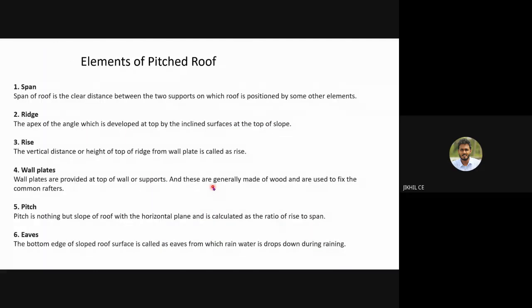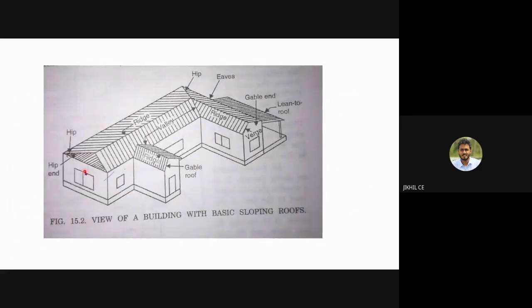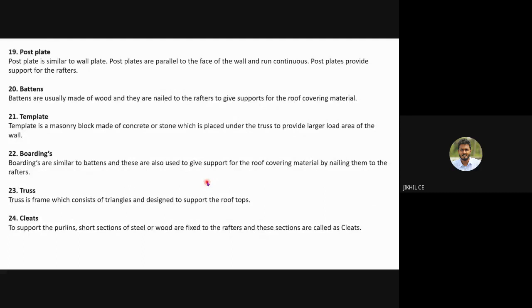And the various important terminologies in the roof, such as what is called a ridge, the topmost portion, and what is a valley. A valley is like a sunk portion. What is a gable end? What is a lean-to roof? What is a ridge? What are eaves? What are hips? What is a hip end? And so on. We will study this when the course goes on.